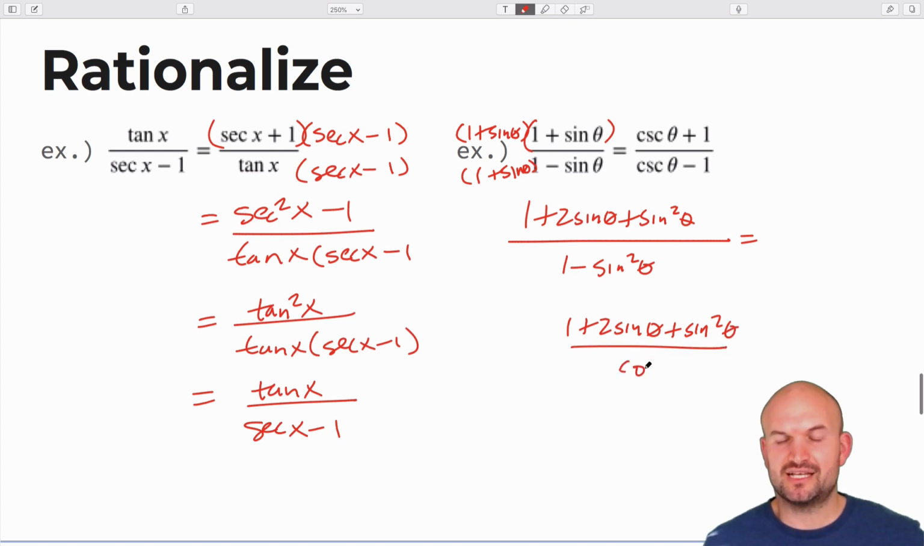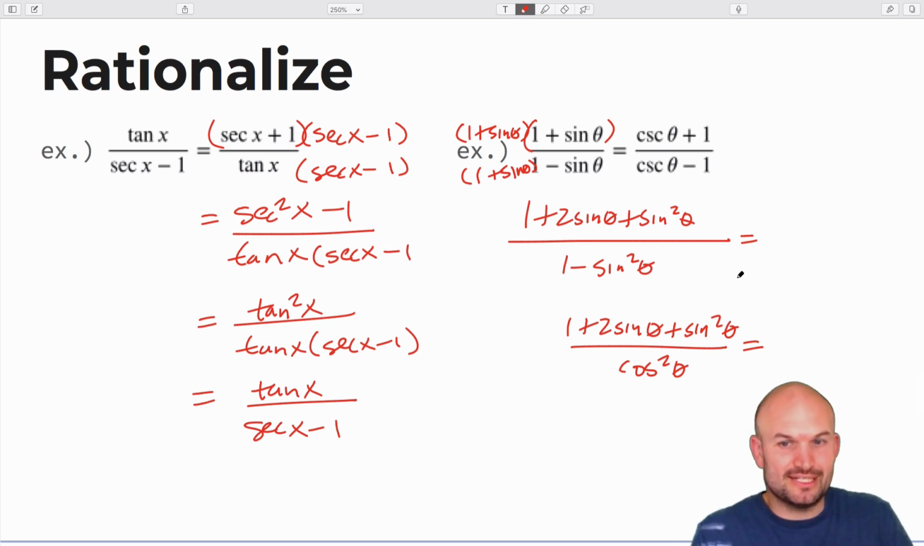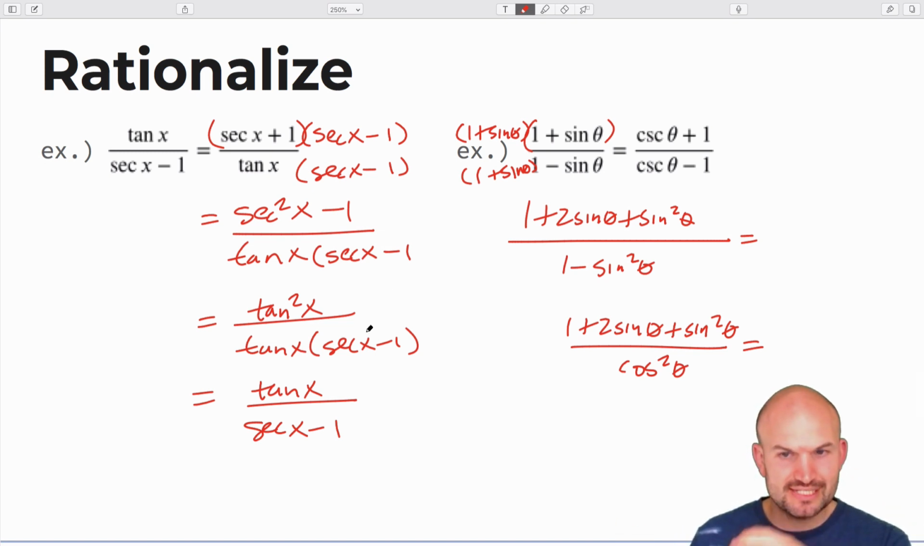And let's see, that can be converted to cosine squared. And again, you're like, how am I still going to get to cosecants? Now I just converted this to cosines, and I don't have cosines on the right-hand side. So it's just not adding up. This is not working out the way that I want it to.